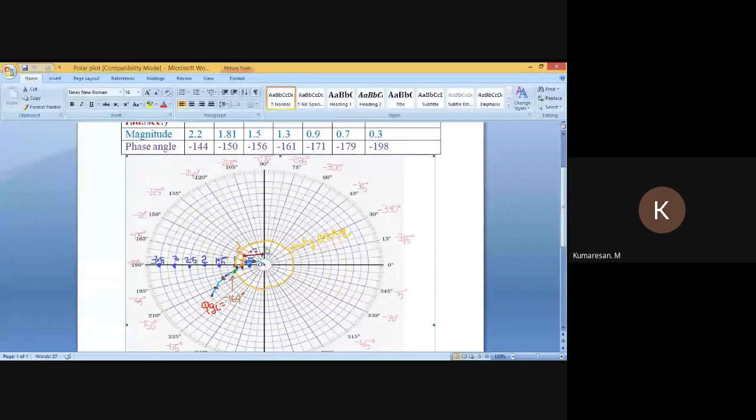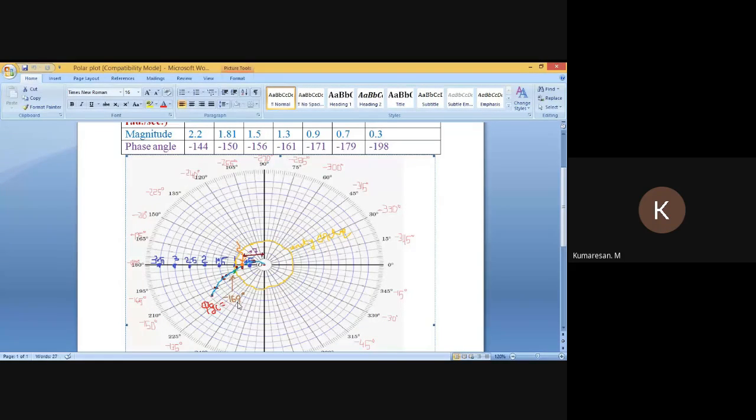Now 0.5 is there, and 1 is there. Here the 1 is nothing but the one circle I drew with the yellow color. The circle of value 1 is nothing but the unity circle. The unity circle cuts the polar plot at a point, and the corresponding frequency there is minus 169.